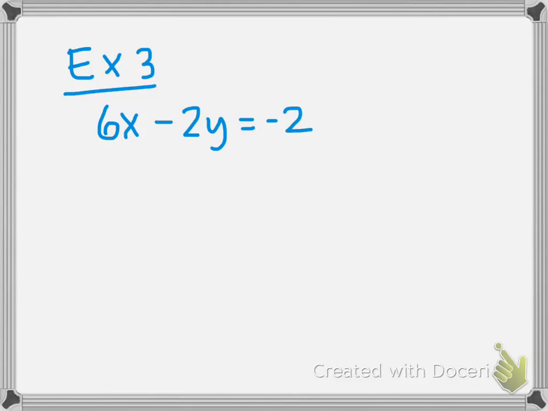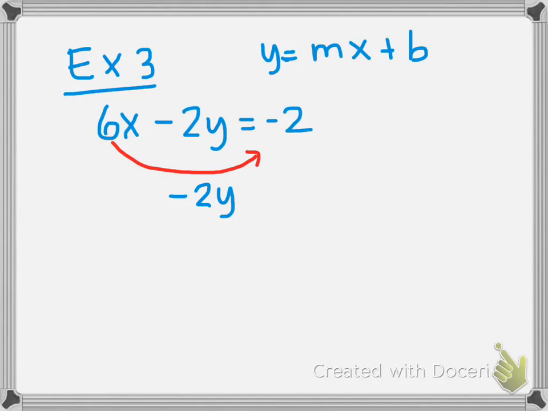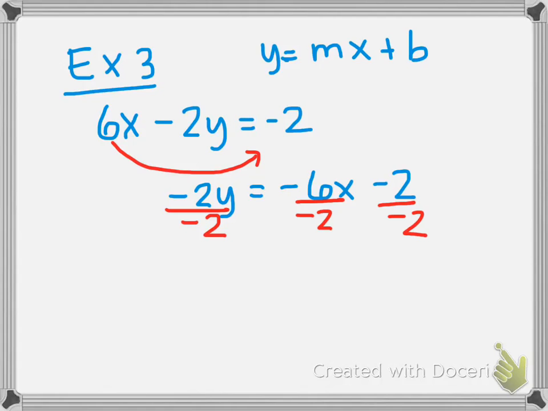Okay, in example 3, again we have to make it equal y equals mx plus b. So we want the y by itself, so we're going to take the 6x and subtract it over here. So now we have negative 2y equals negative 6x, and the minus 2 is there. Divide everything by negative 2, because that's the number in front of the y. Okay, then you get y equals negative 6 divided by negative 2 is positive 3x. Negative 2 divided by negative 2 is positive 1.